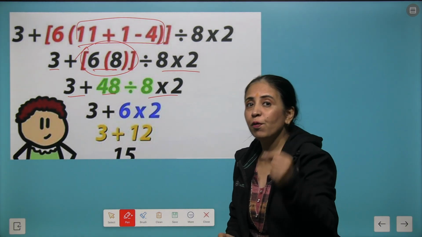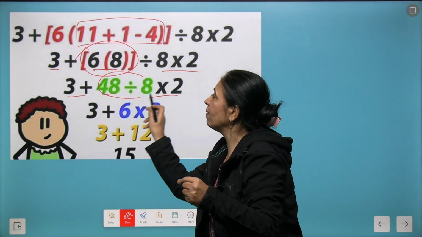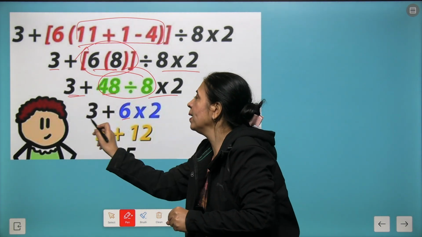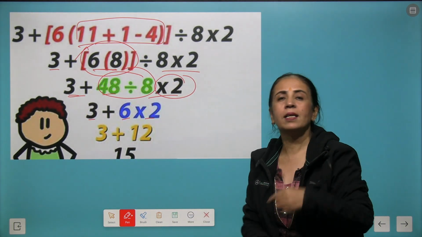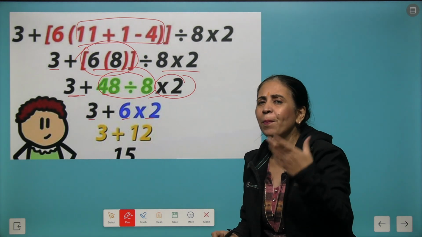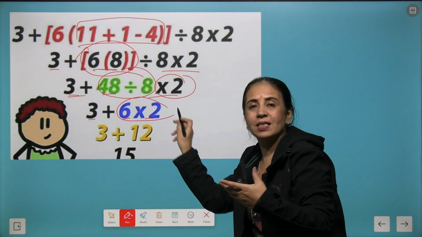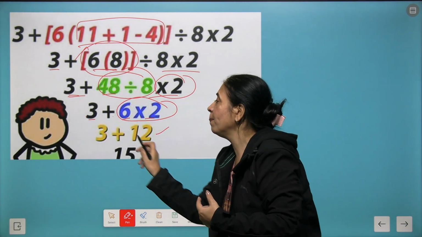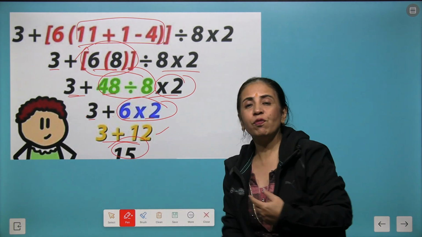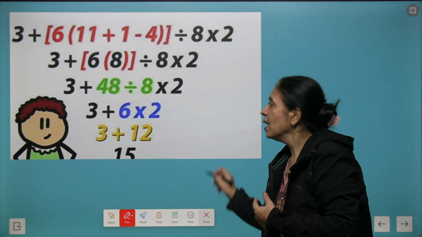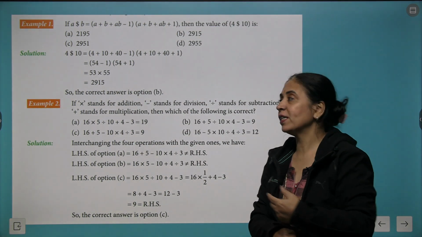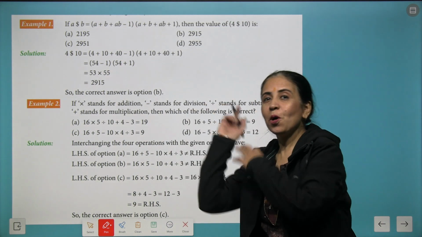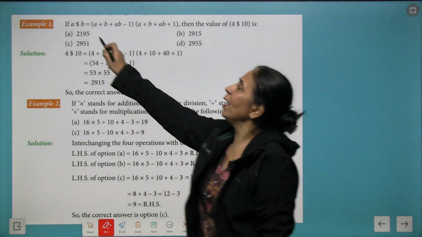Now comes division. So 48 divided by 8 gives you 6. We write 6 here. The remaining part comes as it is. Next operation will be multiplication. So 6 times 2 becomes 12. We write 12 here and 3 plus 12 gives you 15 as the result. I believe you are becoming confident now. I have brought more variety of questions for you. So let's look for more examples here.